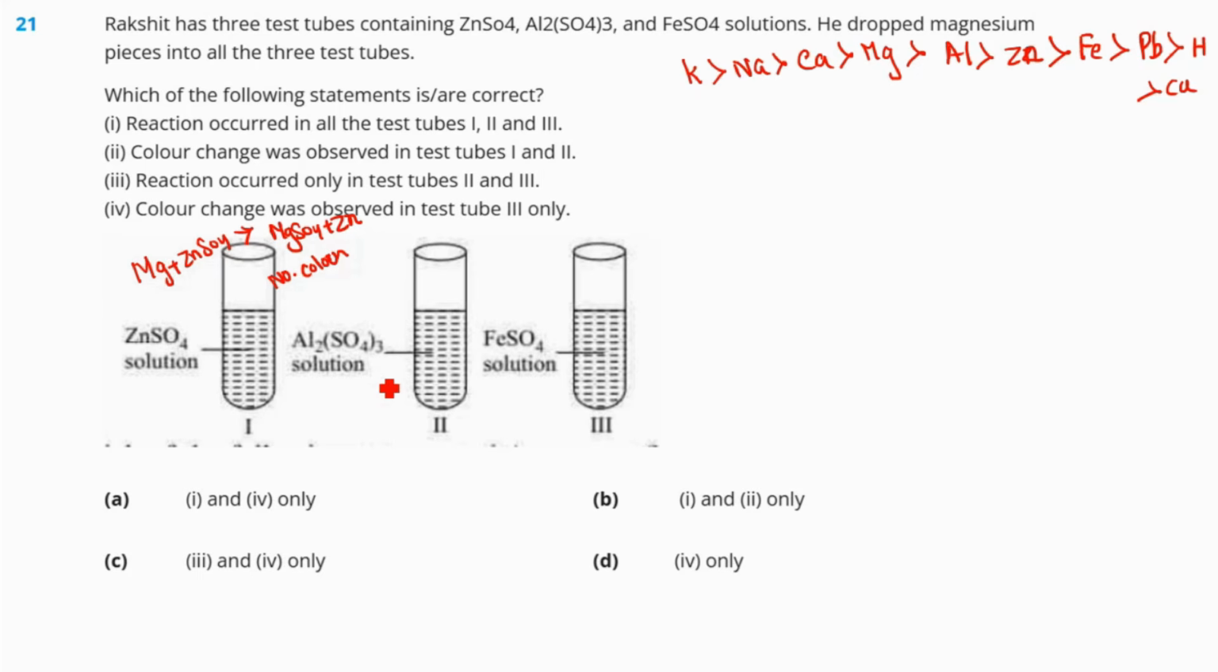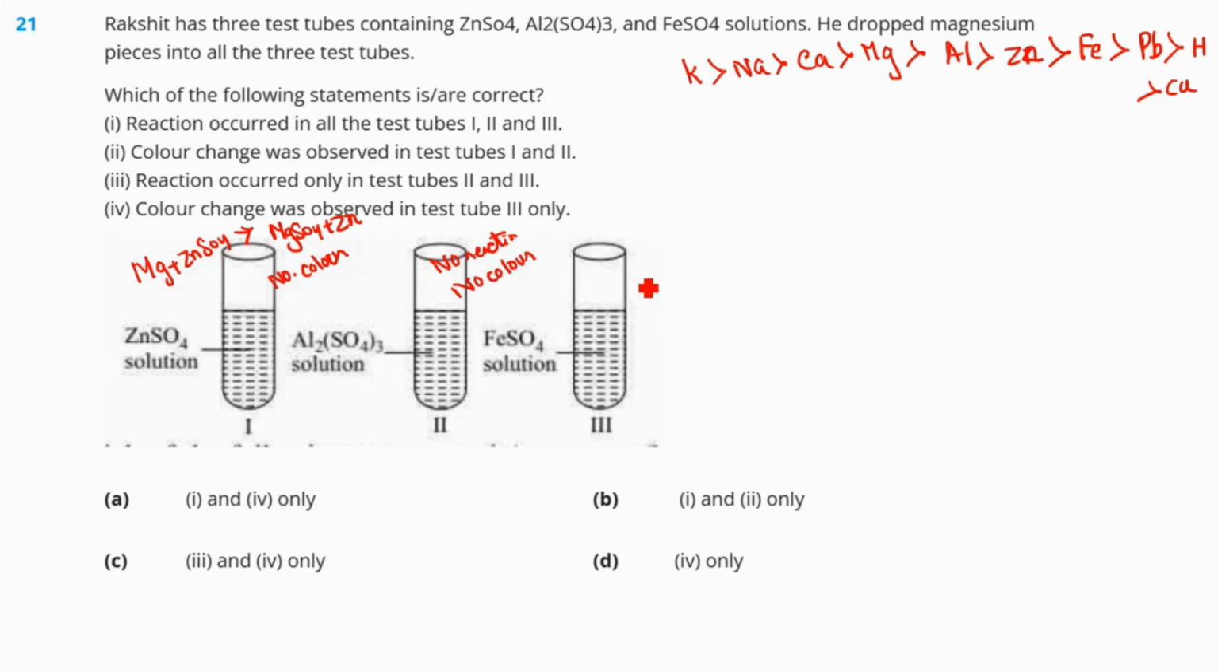Correct? Next, in test tube 2, we have Al2(SO4)3. We already know that magnesium is more reactive than aluminium. In that case, magnesium cannot displace aluminium. So here, no reaction and no color.